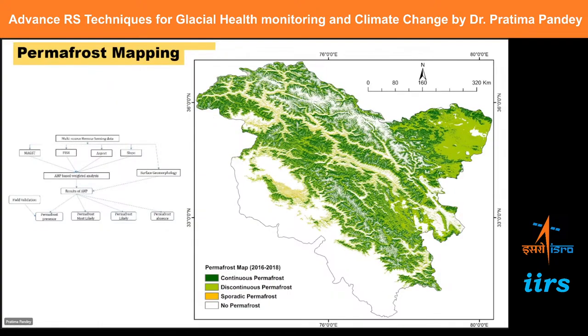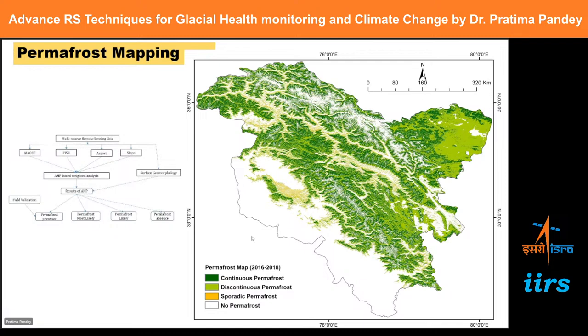The other parameter of the cryosphere is permafrost mapping. Permafrost is one of the important parameters of the cryosphere, which is defined as any surface which has a temperature less than 0 degrees Celsius for 2 consecutive years. So any ground having temperature less than 0 degrees centigrade for 2 continuous years is known as permafrost or frozen ground. Permafrost is very important to map because of 2 reasons.